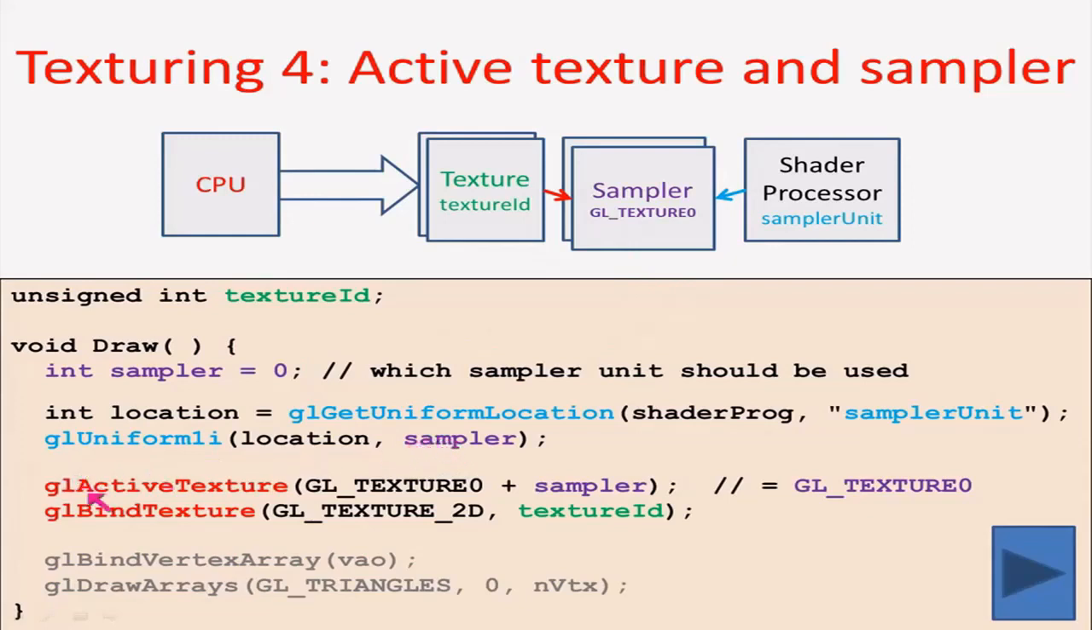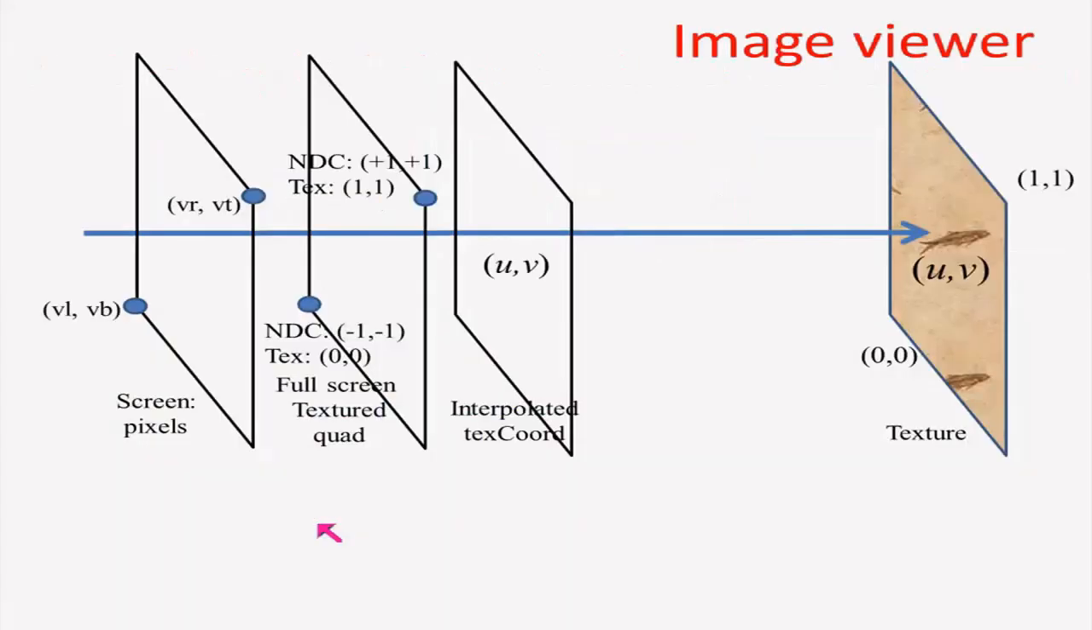With the GL active texture function and with the GL bind texture, we can establish a connection between the texture memory and the sampler unit on the other side of the sampler unit. Finally, we can send our object identified by the VAO through the pipeline and enjoy its textured rendering. An image needs to be shown on screen.